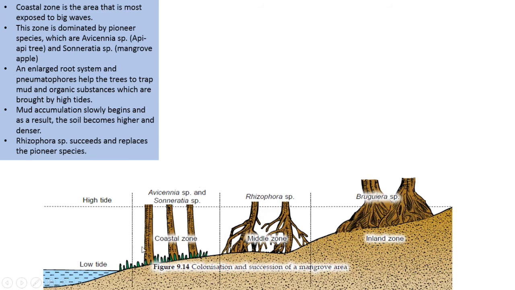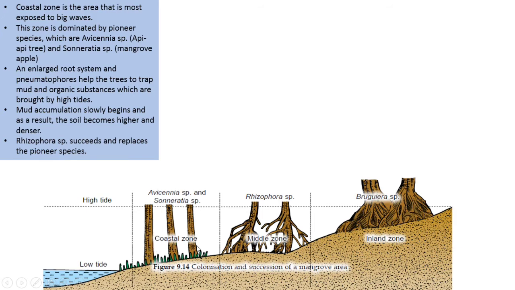Okay, so pokok Avicennia, nama pokok Sonneratia adalah perintis pada kawasan coastal zone. Okay, pokok Avicennia dengan pokok Sonneratia ada akar pneumatophore. Okay, akar enlarged root system pneumatophore ni selain daripada memberi sokongan kepada Avicennia, ia juga sebagai trap the mud and organic substances, memerangkap lumpur dan bahan-bahan organik yang dibawa oleh ombak.